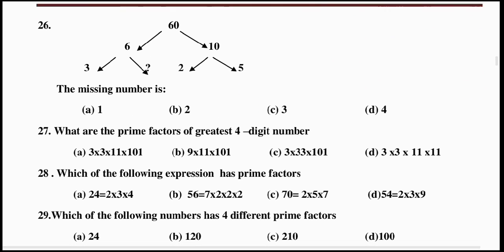Question number 26. We have one factor tree here. We need to find the missing number in this factor tree. First we refer to this factor tree, and 60 is divided in two parts. 10 6s are 60. Then 6 is divided into two parts. 3 2s are 6. So here on the place of the question mark 2 will be there. So answer is B, 2.